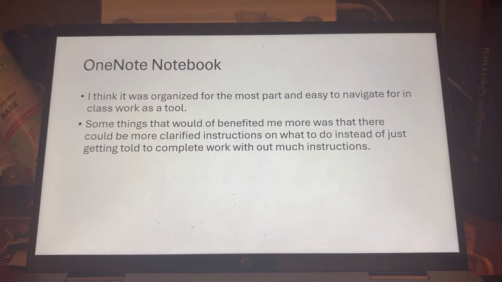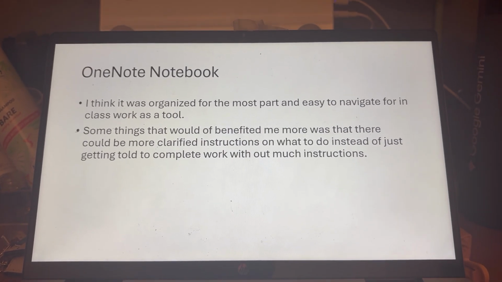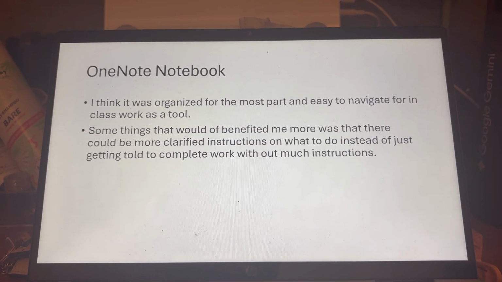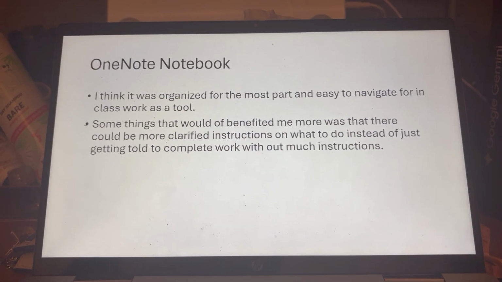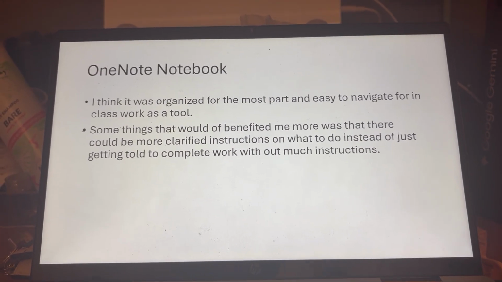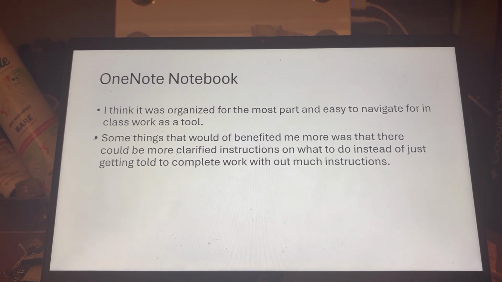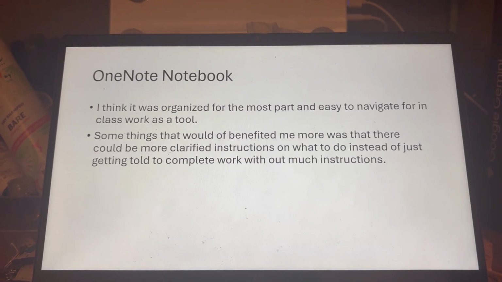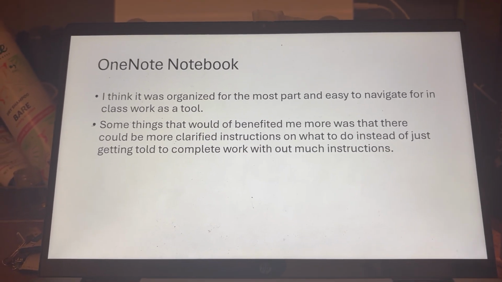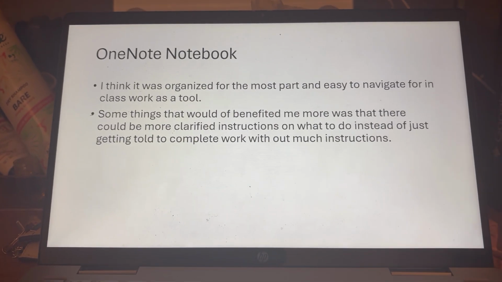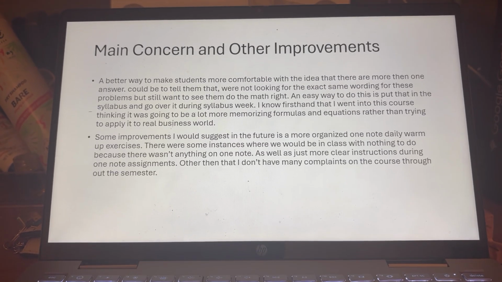I wish that before we were assigned it, we went over what we were doing, and then people could ask questions before it was assigned so we had a better idea. Then once we were assigned, we'd be like, oh, this looks familiar, we just went over this. Now it's easier for me to get it done. That's one thing I would change about the OneNote in-class assignments.